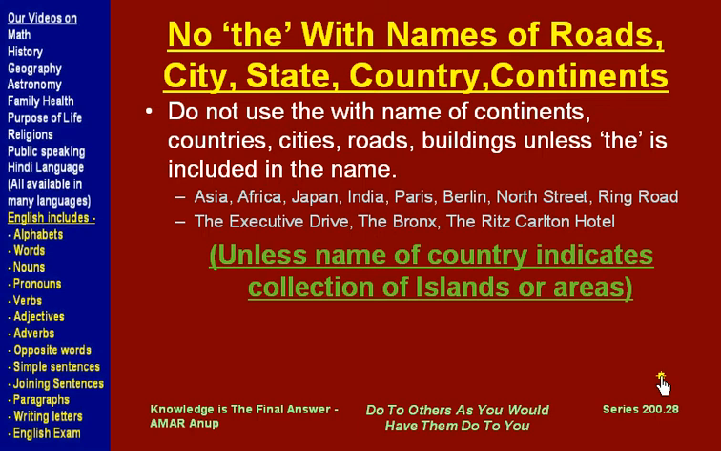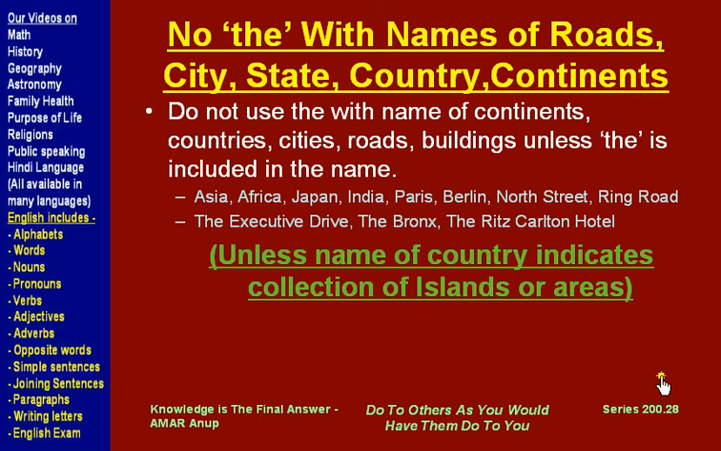However, if the name of the street already includes "the," like the Executive Drive or the Bronx (the Bronx is a county), then you have to use "the," like the Ritz Carlton Hotel. We will look at hotels later, but unless "the" is already included, do not use "the" in the name of continents, countries, cities, states, roads, buildings, etc.